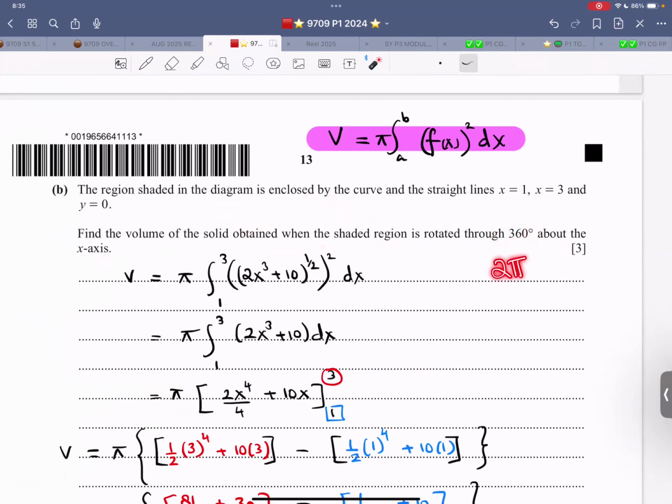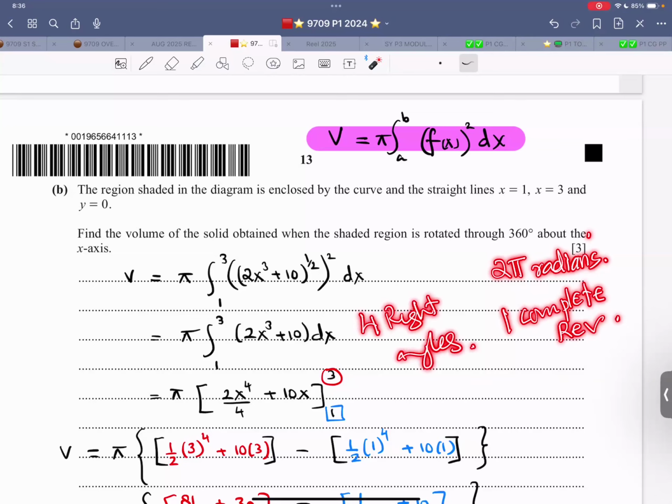Yes, if someone is obsessed with radians, they can write 2 pi radians about x-axis. They can write one complete revolution around x-axis. They can write 4 right angles around x-axis. So 360 degrees, 2 pi radians, one complete revolution, 4 right angles. Over here, we will only have a pi.